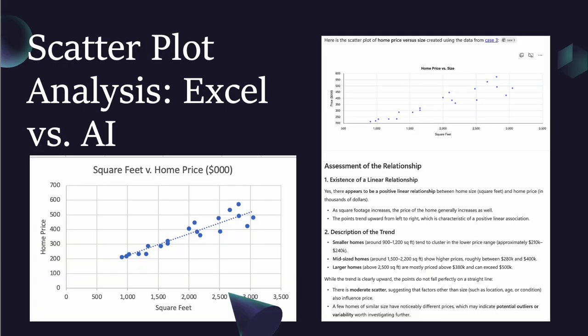Now, our scatter plot just helps show the relationship visually. In both the Excel and the AI breakdown, the points move up overall, showing the positive relationship between square footage and price. So the main takeaway from the scatter plot alone is that as home size increases, price generally increases.